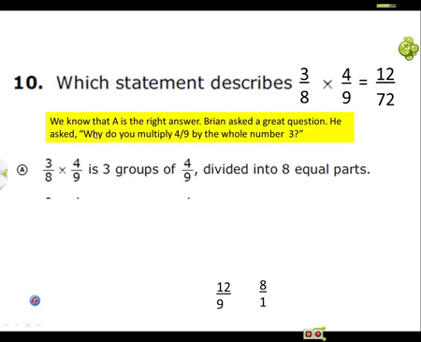You didn't understand why there was 3 times 4/9. Well, your question was good. Read it. We know that A is the right answer. Brian asked a great question. He asked, why do you multiply 4/9 by the whole number 3? I understood the multiplying, but I didn't understand why you had this.